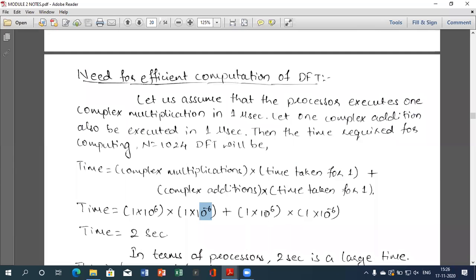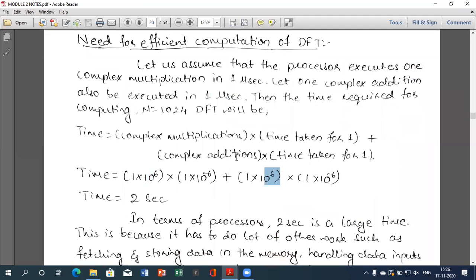Similarly, for complex additions, nearly 10 raised to 6, and again each takes 1 microsecond, which is given in the question. This is the time taken for executing one complex multiplication and one complex addition. In general, for 1024 points we need 10 raised to 6 complex multiplications and 10 raised to 6 complex additions. If we solve this, we will get about 2 seconds.